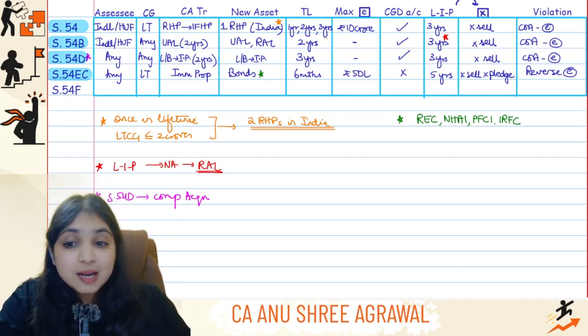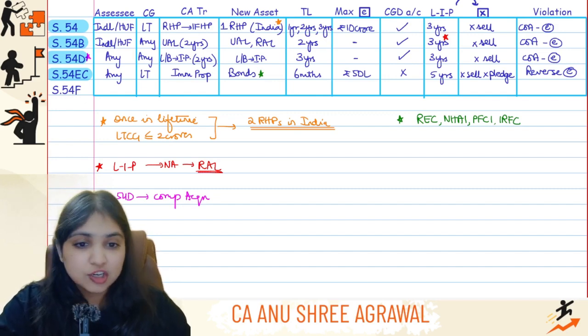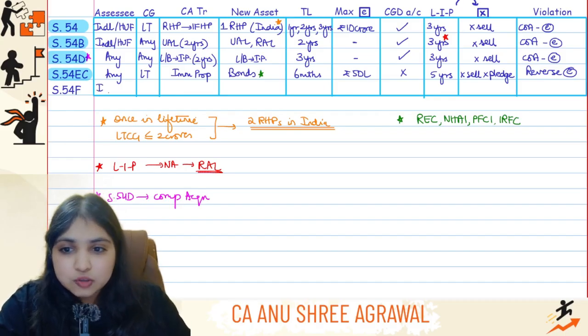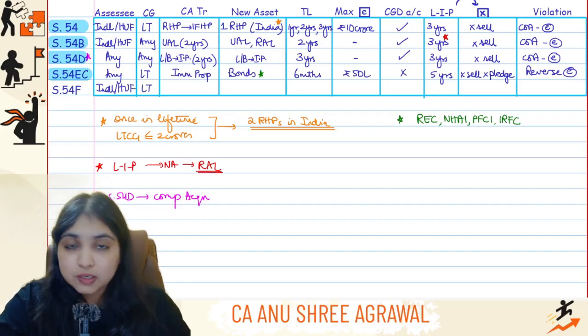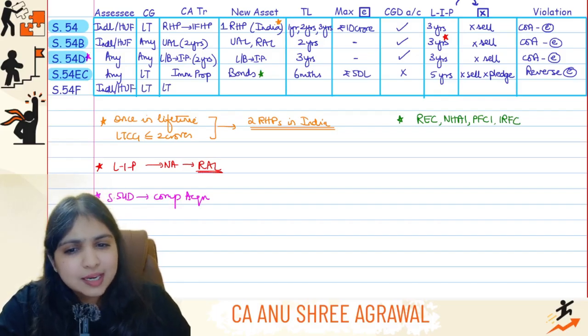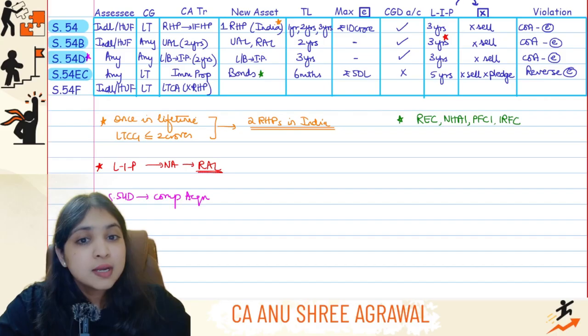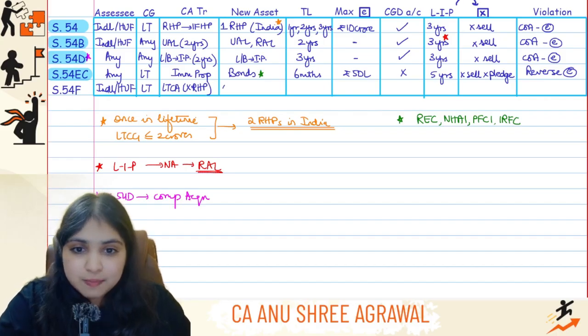Then comes your last exemption section, guys, which is section 54F. Now in 54F, here the assessee has to be an individual or HUF. Only long-term capital gains we are talking about. Assessee has transferred any long-term capital asset other than residential house property. Any other long-term capital asset assessee can transfer. The new asset which the assessee is buying is one residential house property in India.